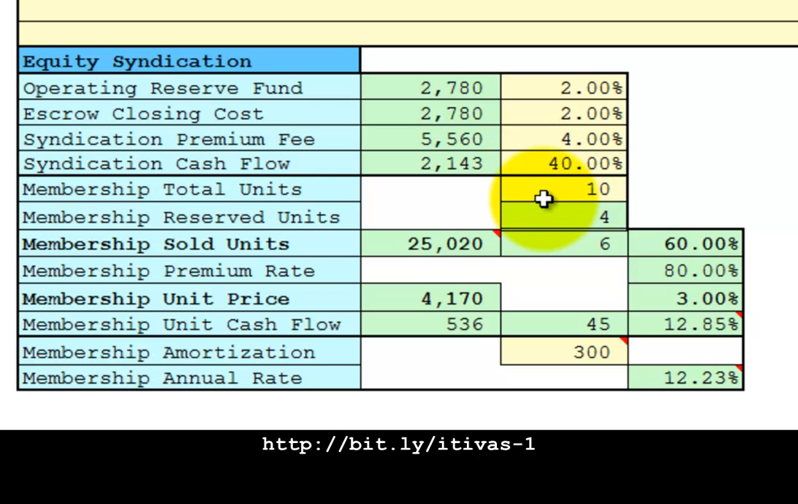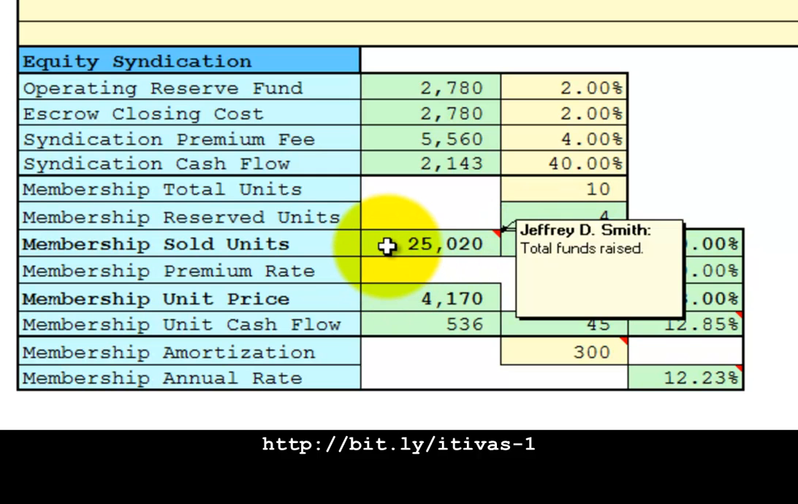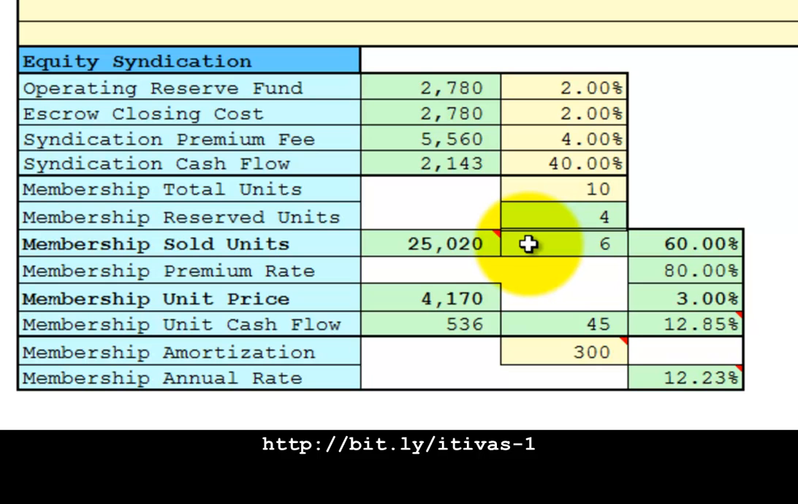There will be 10 membership units total, reserving 4 units, that's 40% of 10, selling 6 membership units, that's 60% ownership, and raising $25,000 from the sale of the 6 shares.